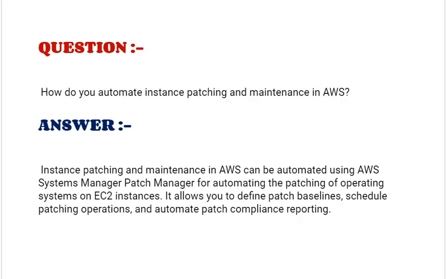Our next interview question is: how do you automate instance patching and maintenance in AWS? Your answer should be: instance patching and maintenance in AWS can be automated using AWS Systems Manager Patch Manager for automating the patching of operating systems on EC2 instances. It allows you to define patch baselines, schedule patching operations, and automate patch compliance reporting.